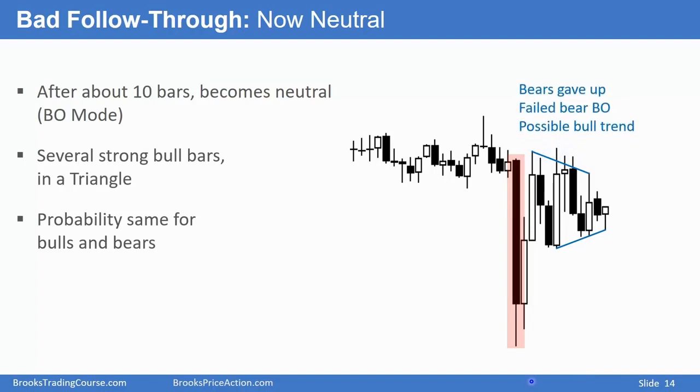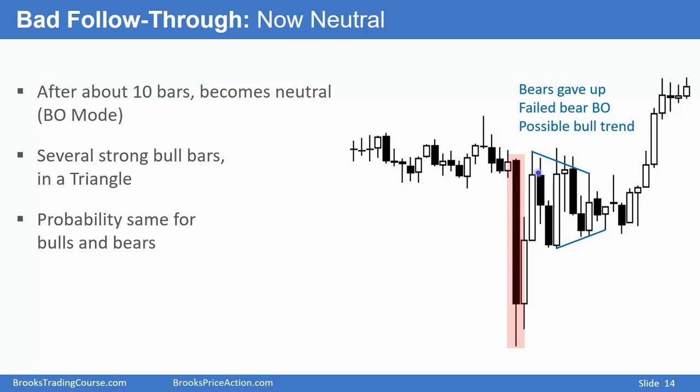The bears gave up. It's a failed bear breakout. This bull bar, to me, means it's a failed bear breakout. This bar going above that bar confirms the failure. Failed bear breakout does not mean bull trend. It just means the bear trend has ended and now the market is neutral. In this particular case, it did lead to a reversal.